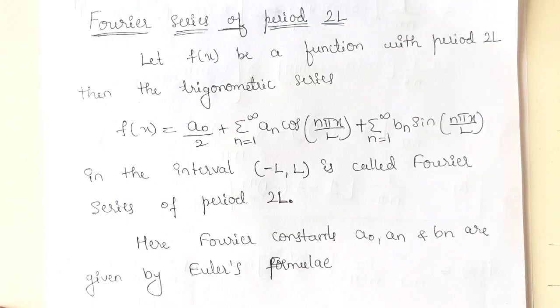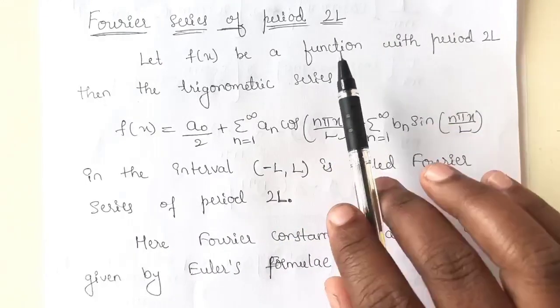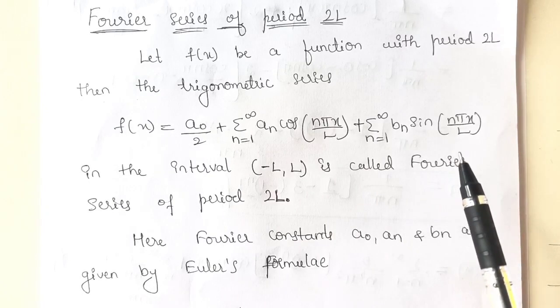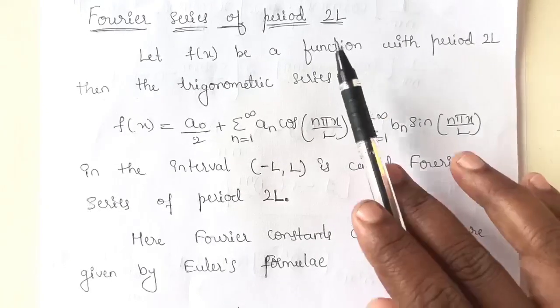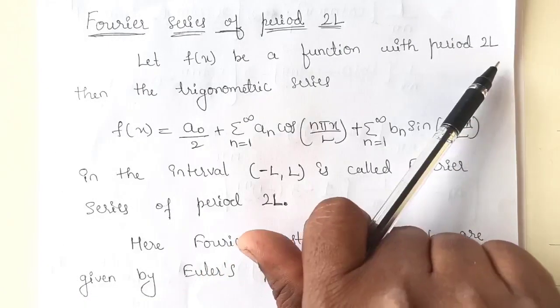Hello everyone. Here we have Fourier series of period 2L. Already we have done problems on the Fourier series of period 2 pi. So here we have period 2L. So let f of x be a function with period 2L.